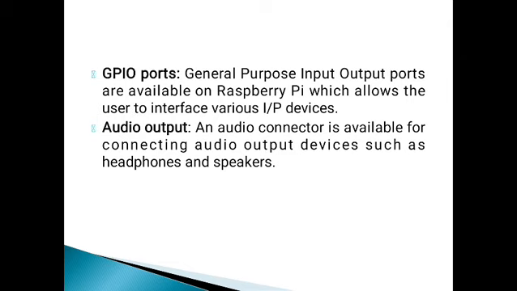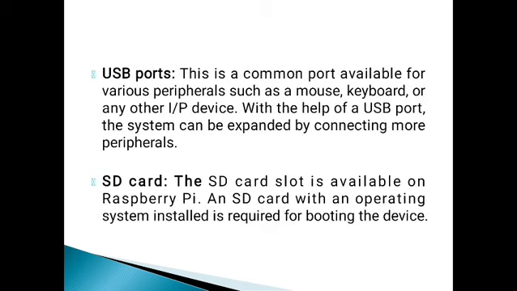GPIO ports, general purpose input output ports, are available on Raspberry Pi, which allow the user to interface various IO devices. Next one is the audio output. An audio connector is available for connecting audio output devices such as headphones and speakers. USB port: this is the common port available for various peripherals such as mouse, keyboard, or any other IO devices. With the help of the USB port, the system can be expanded by connecting more peripherals.